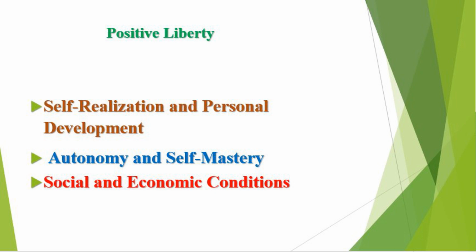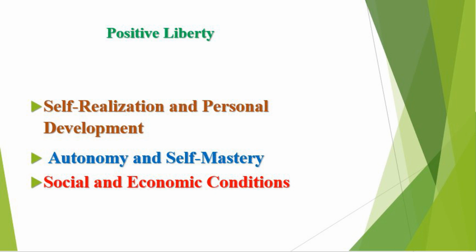Second point is autonomy and self-mastery. Positive liberty involves not just the absence of constraints, but also the presence of control over one's own life and decisions. For example, an individual exercising self-discipline and making informed choices about their future embodies positive liberty. So here you can see that an individual needs a sense of what is good for his or her own growth and the capability to make rational choices for their self-development.